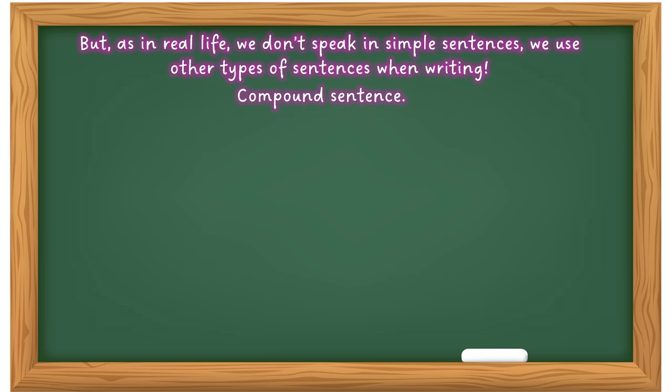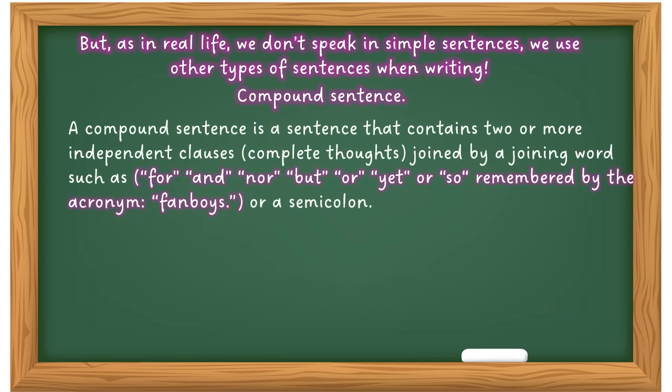Okay, so the first one you're going to encounter or you're going to create is something called a compound sentence. Now, a compound sentence is a sentence that contains two or more independent clauses, complete thoughts. In other words, two simple sentences joined by a joining word such as for, and, nor, but, or, yet, or so. Remember, you can remember these by the acronym FANBOYS, or you can use a semicolon or punctuation to join two simple sentences together. Now remember, two simple sentences will have a subject and a verb, okay, but you're going to join them together using either a joining word or punctuation. Okay, so let's have a look.